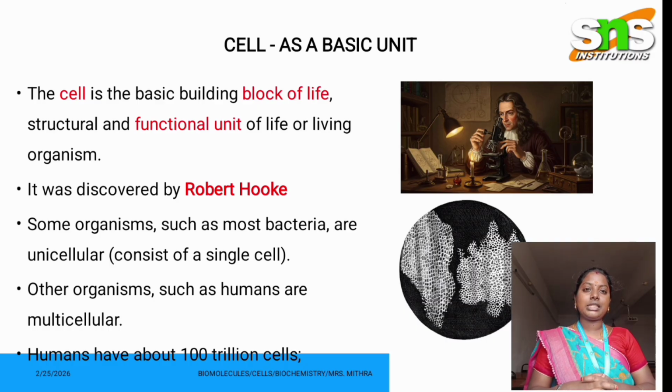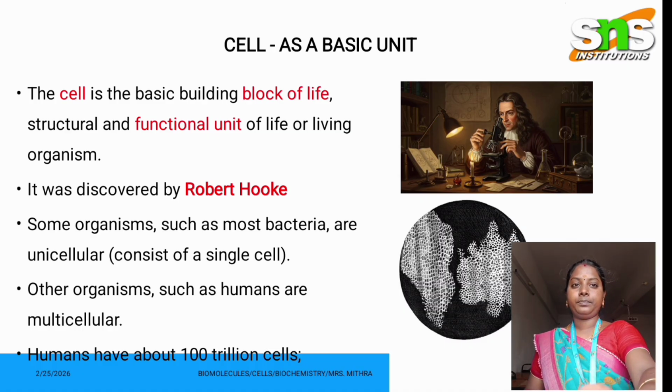Some organisms such as bacteria are unicellular, where only one single cell is present. Other organisms such as humans are multicellular because we have n number of cells in the body, and humans have about 100 trillion cells in the body.